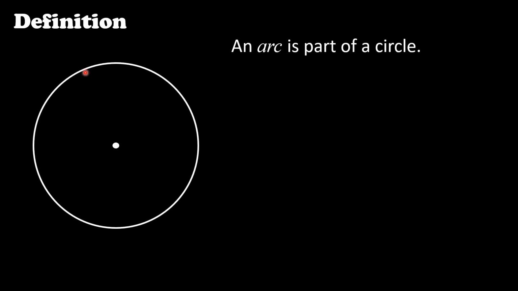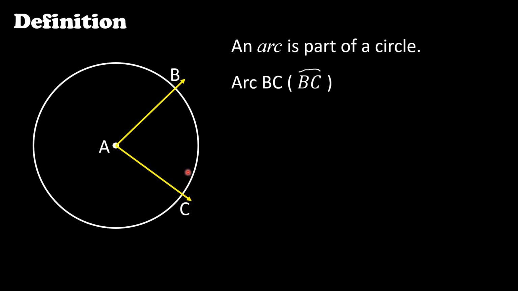Let us begin with some definitions. An arc is a part of a circle. In the figure, we have circle A, ray AB, and ray AC forming angle BAC, since these two rays have a common endpoint at point A, which is the center of the circle. Notice that the sides of angle BAC intercept a part of the circle. We call it arc BC, written as arc BC. Hence, arc BC is an arc of circle A.